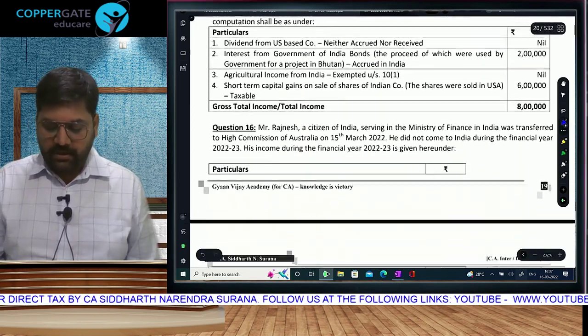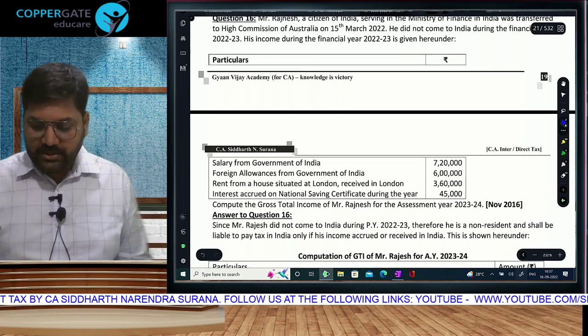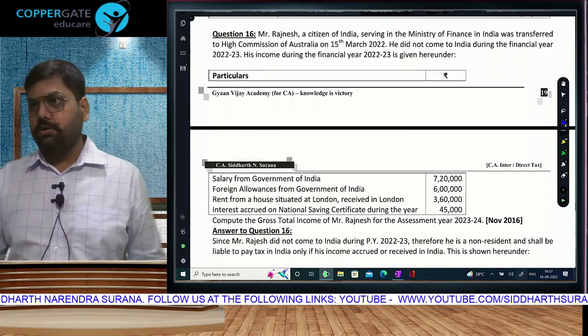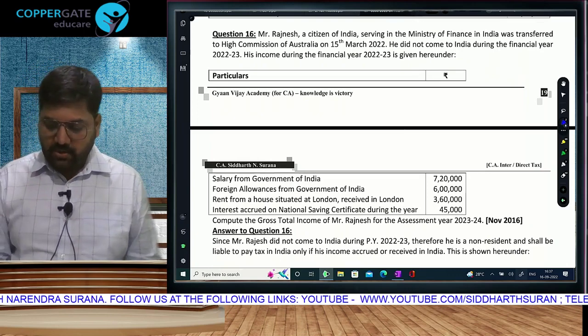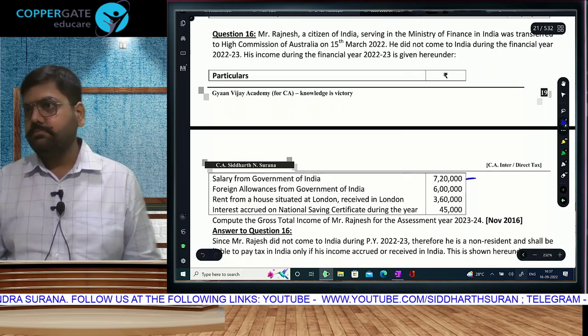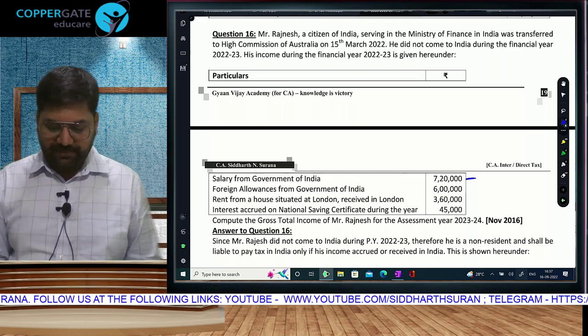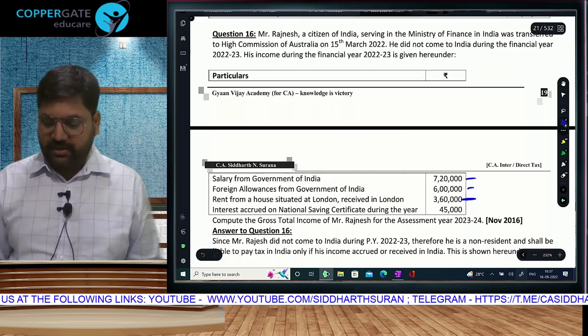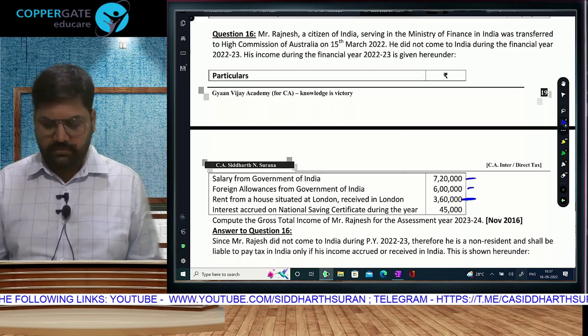That is by 0. Question 16, honestly speaking, is on government employees sent abroad. Is salary still going to be treated as Indian income? Yes, but allowances and perquisites are treated as exempt? Yes. Now he is staying outside India, so the income from the house in London will not be taken.